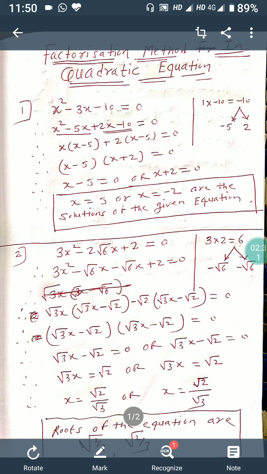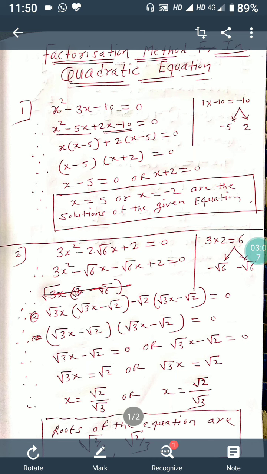So we have to split the middle term negative 3x in such a way that it becomes minus 5x plus 2x. So our equation will become x square minus 5x plus 2x minus 10 is equal to 0. We have only split negative 3x in the form of minus 5x and 2x. Then you have to make two groups. I underline them with a single line and a double line. First group is x square minus 5x. Second group is 2x minus 10.